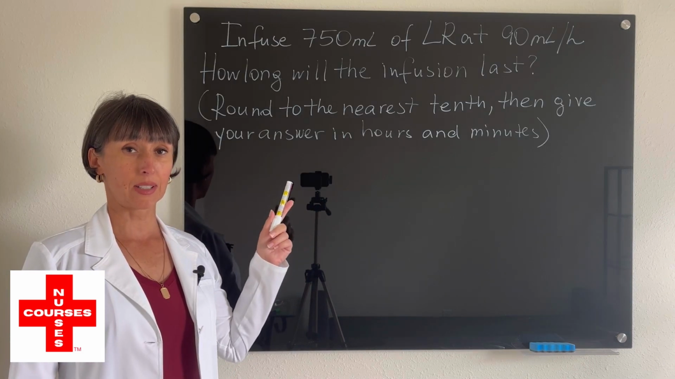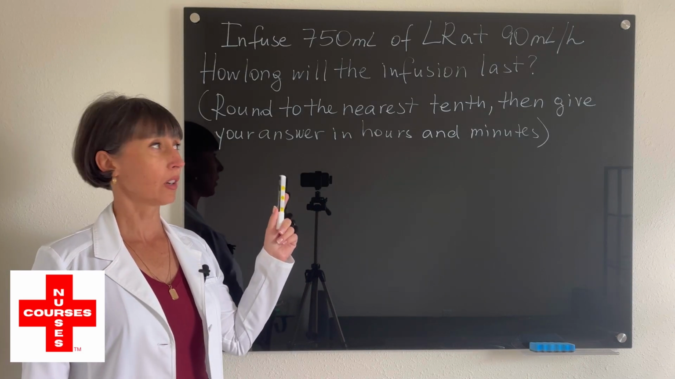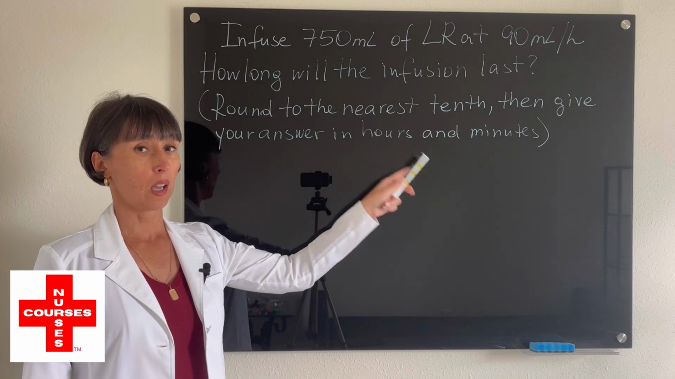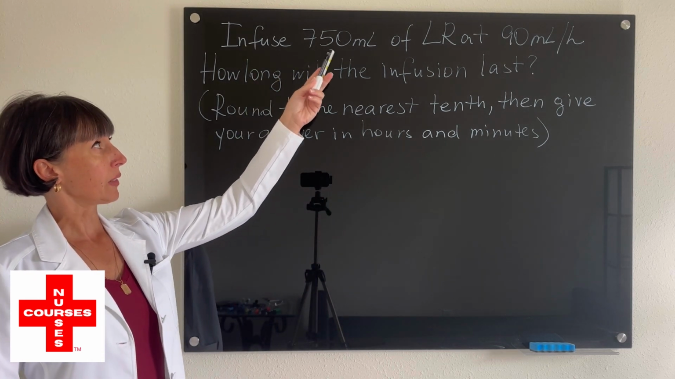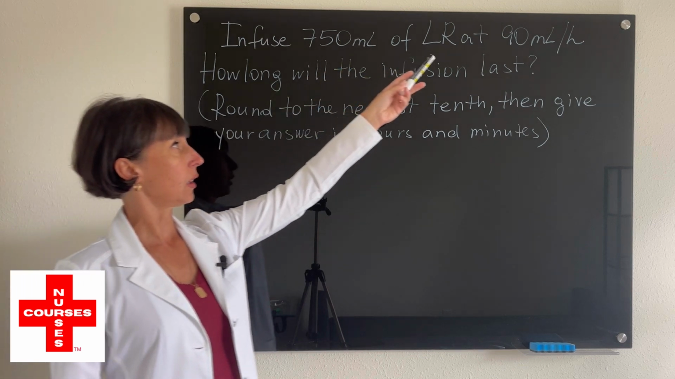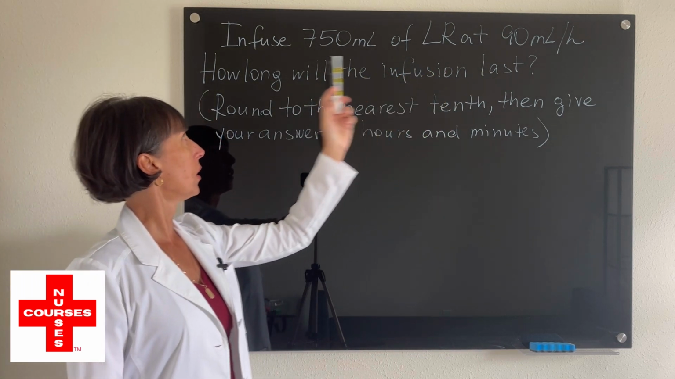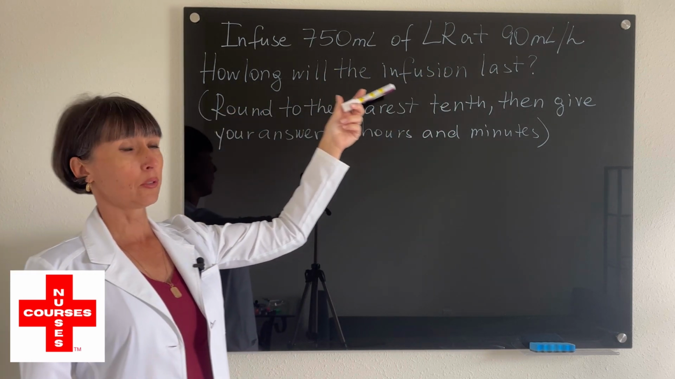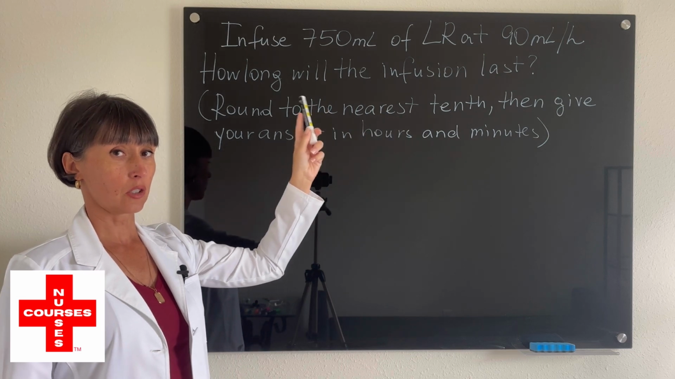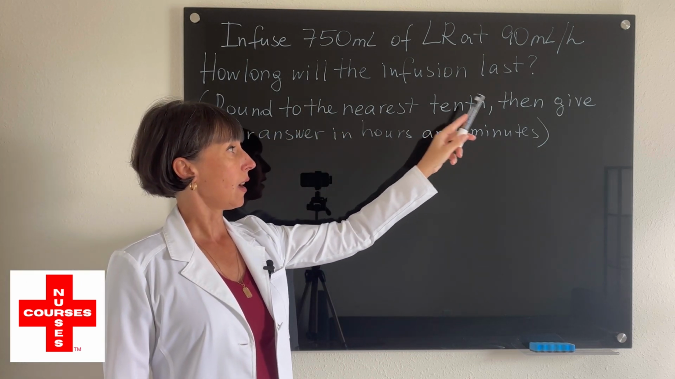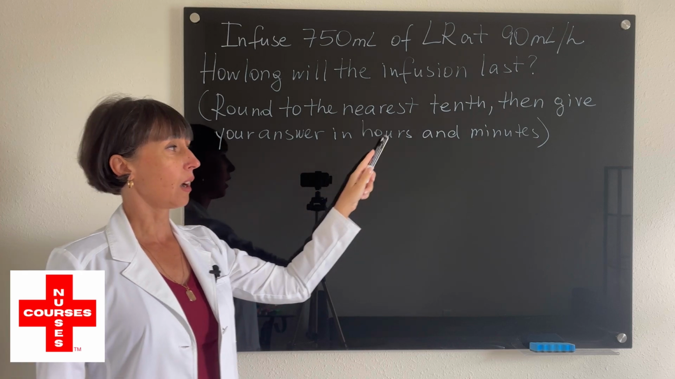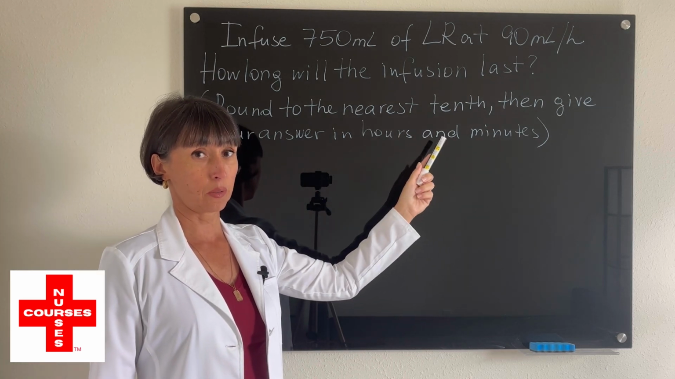This problem is very similar to the first one. However, there's more instructions about how to round and how to represent our answer. So infuse 750 milliliters of LR at 90 milliliters an hour. How long will the infusion last? And here's the difference. Round to the nearest tenth and then give your answer in hours and minutes. How do we do that?